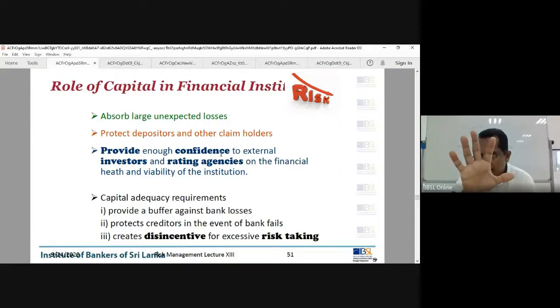Look at the 5 C's of credit. What is the third one? Capital. Right, this is capital. Capital adequacy requirements provide a buffer against bank losses, protect creditors in the event of bank failure, and create a disincentive for excessive risk taking. Whenever you want to take a risk, you need to give a loan, and you need to have your own funds as well. So it limits you.